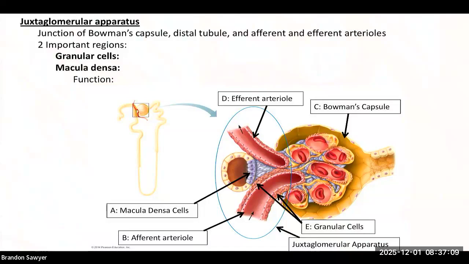One portion of each of the nephrons that's kind of a collection of multiple parts of it is called the juxtaglomerular apparatus. Okay, and that just means like next to the glomerulus, right? Juxtaglomerular. And this is really the junction of these different spots here. So Bowman's capsule, distal tubule, afferent, efferent arterioles. It's where they kind of come up next to each other.